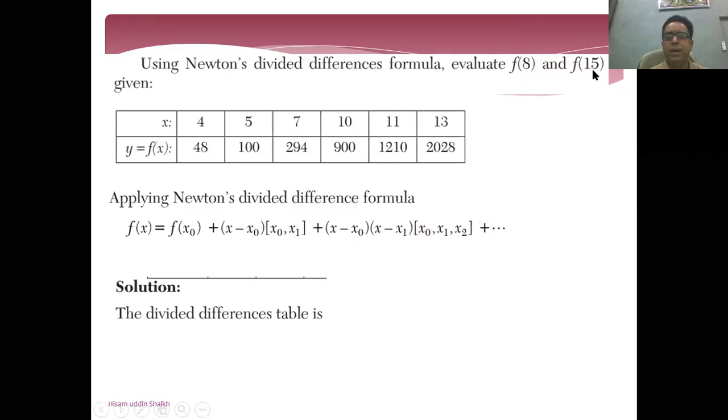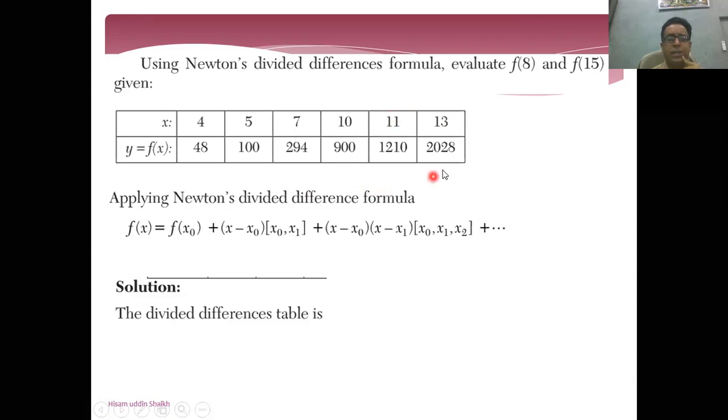We need 8 and 15, because 8 and 15 are not given in the table. 8 is in between 7 and 10, meaning between the data. That is called interpolation. 15 is out of the data. That is extrapolation. So this is the Newton divided difference formula. Depending on the data, x0, x1, x2, x3, x4, x5, we need the fourth difference formula.